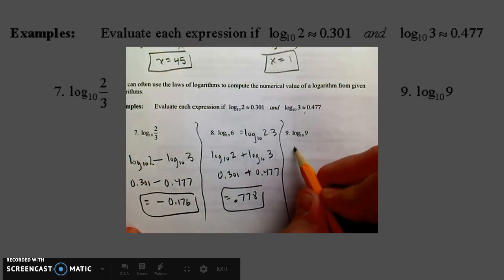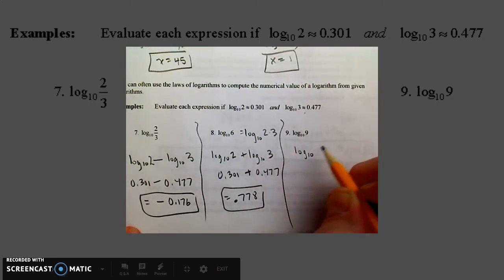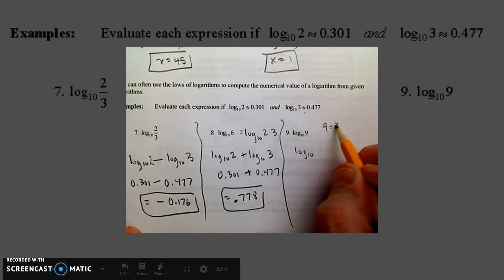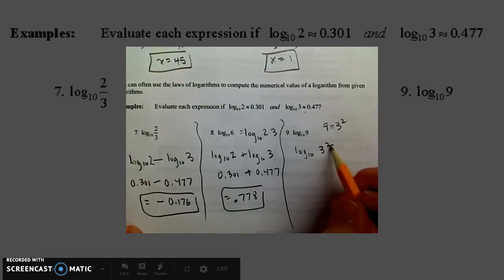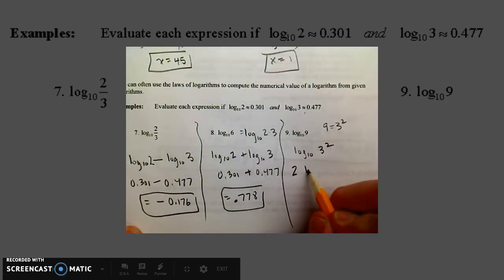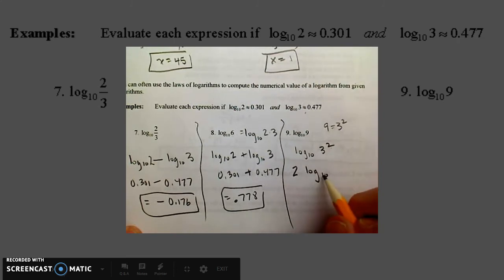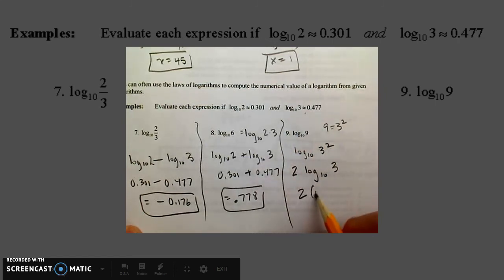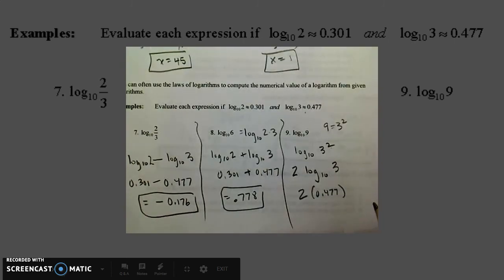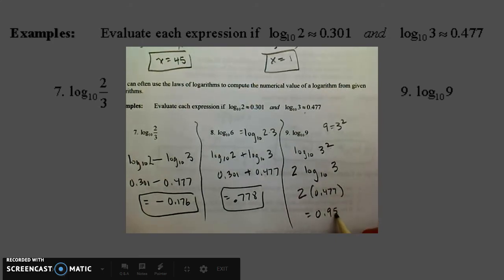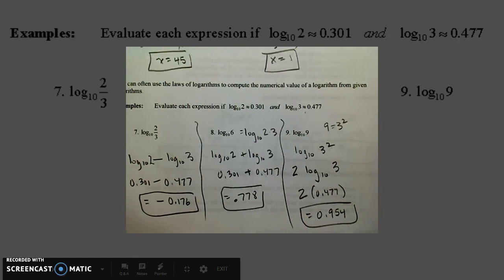Okay, one more. The log base 10 of 9, now remember 9 is 3 squared. So I'm taking the log base 10 of 3 squared. I can take the exponent 2 and write it out in front of the log. So 2 times the log base 10 of 3. So the log base 10 of 3, 0.477. So to the calculator we go, times 2. And we get 0.954.